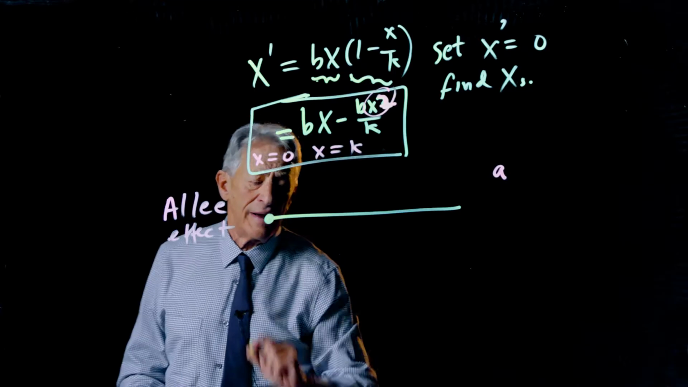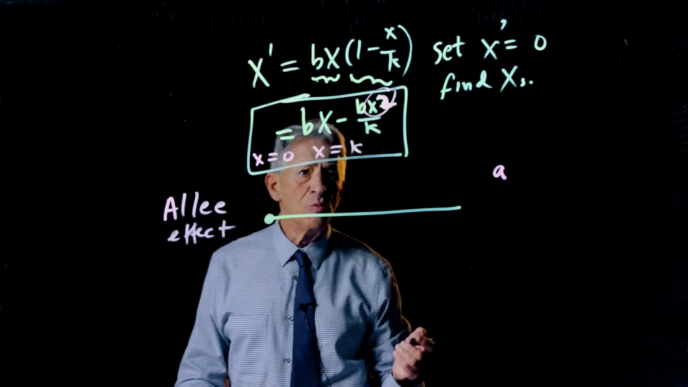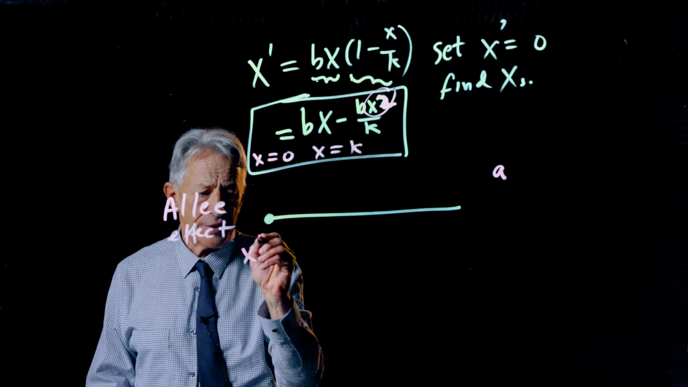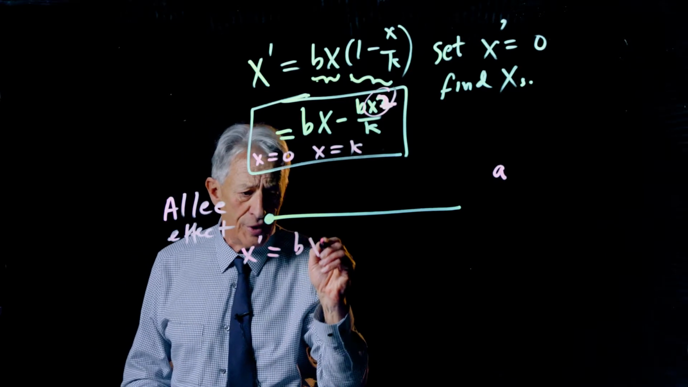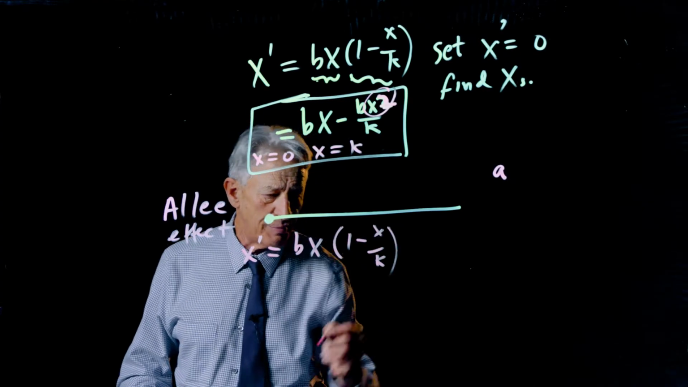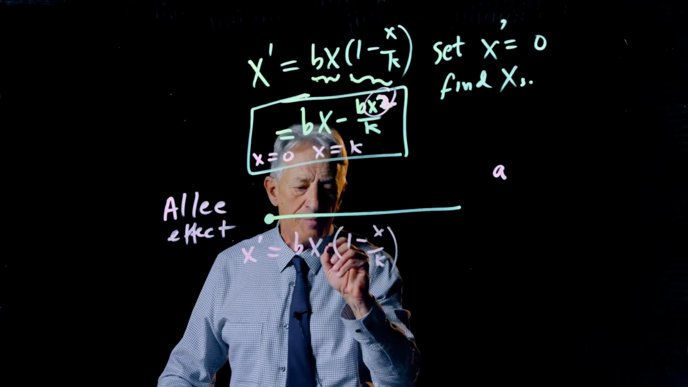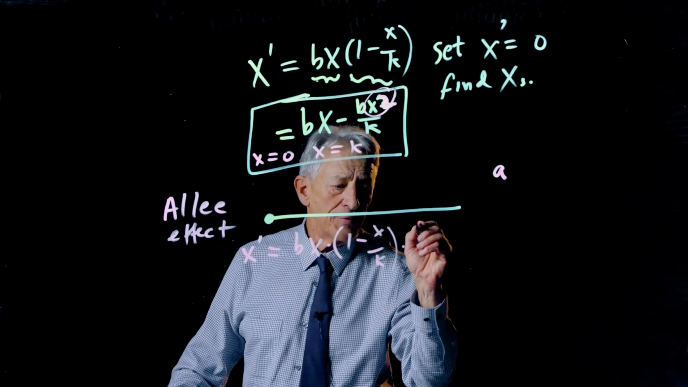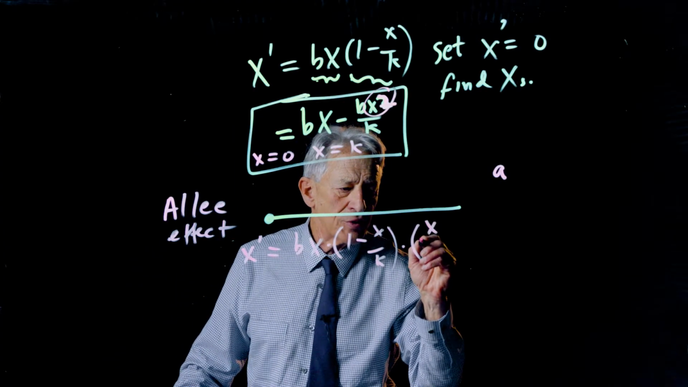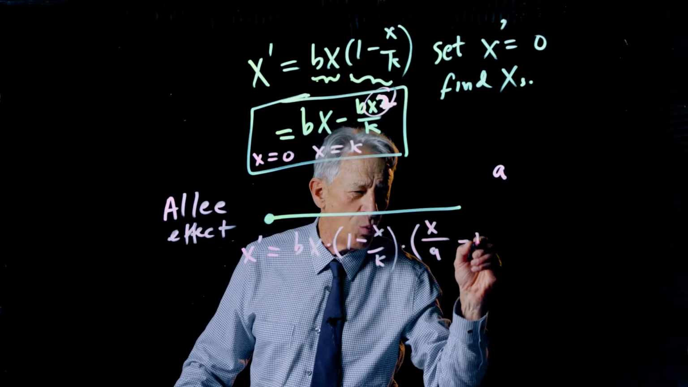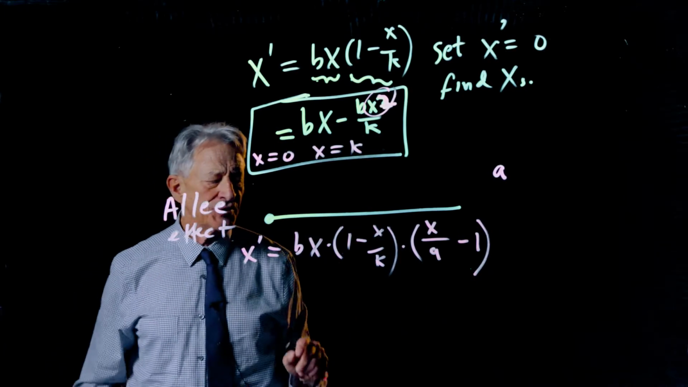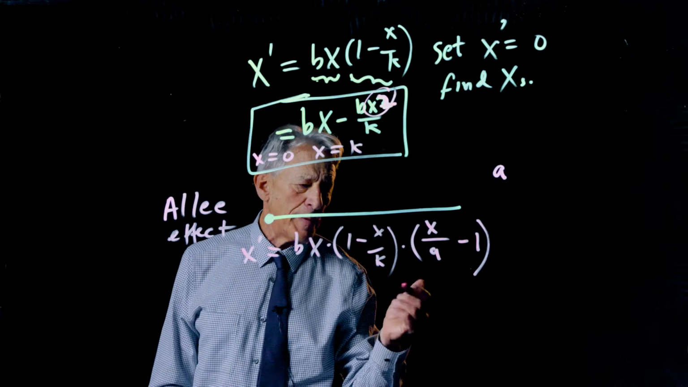And that's another effect that's not in the logistic model. So we now have a new model. And the new model is going to be x prime equals bx times 1 minus x over k, just like before. But now there's going to be a new term. And that new term is going to be x over a minus 1. Now, what is the meaning of that term? Well, let's just study it.